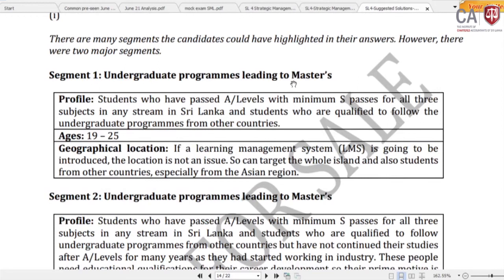The first one is undergraduate programs leading to masters. The profile is students who have passed A level with minimum S passes for all three subjects in any stream in Sri Lanka, and students who are qualified to follow the undergraduate program from other countries, both Sri Lankan people and people from other countries. Age 19 to 25. Geographical location: if a learning management system is going to be introduced, the location is not an issue, so we can target the whole island and also students from other countries, especially from the Asian region.